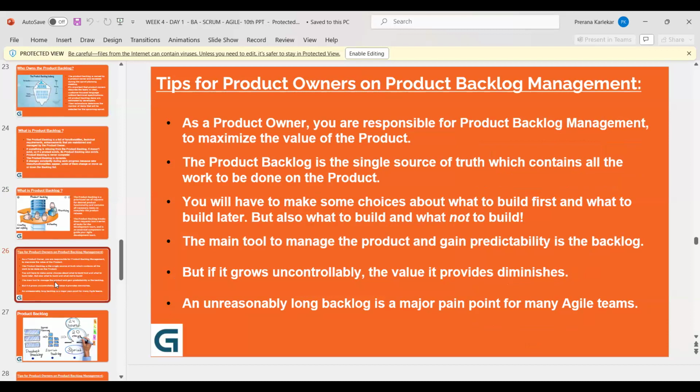Yeah, start. You don't have to wait for anyone else to read. As a product owner, you are responsible for product backlog management to maximize the value of the product. Yeah, thank you so much, Aditi, for reading this out. Anyone else for the second?